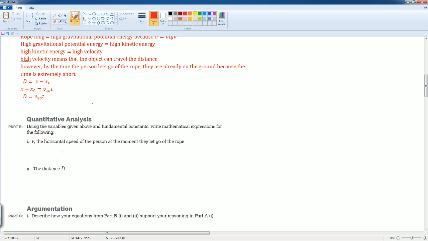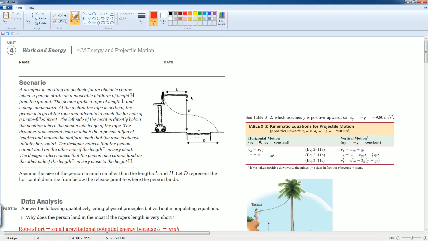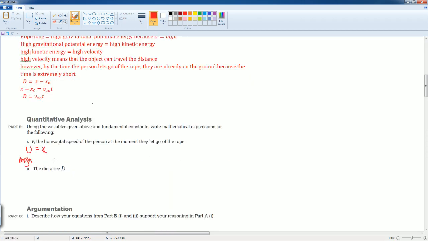We would see that the horizontal speed at the moment they let go would be, well, it's all potential, so U will be equal to the K at that point. So the potential in the rope is from the height, which is just mgh, but we know that h in this case is L. Remember, h is going to be equal to L. So here you can write this as mgL is going to be equal to 1/2 mv squared.